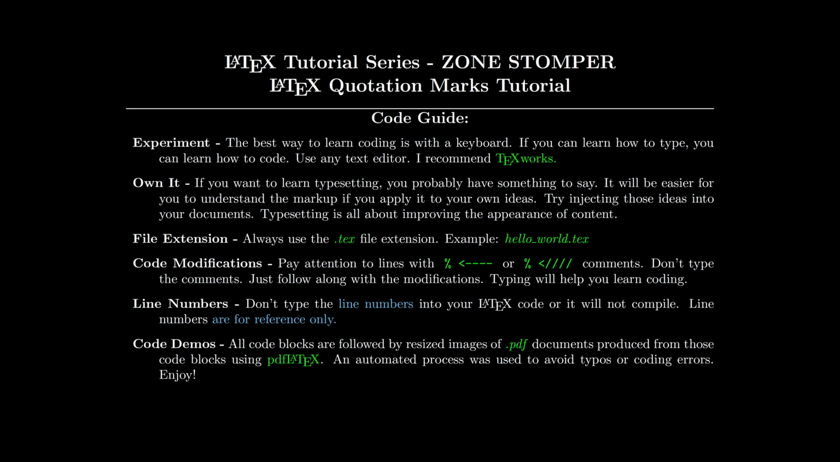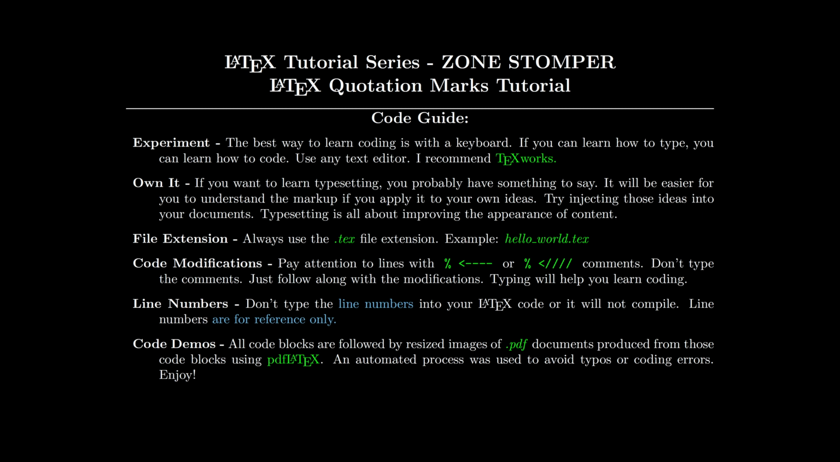File extension: always use the .tex file extension. Code modifications: as we go through the steps, watch the lines with the green comments. Those are the ones to make sure you get right. Pay attention to those, and you don't need to type them in. Just watch those lines. And the line numbers to the left, they're in blue. They're for your reference only. Don't type them in, otherwise the code's not going to compile.